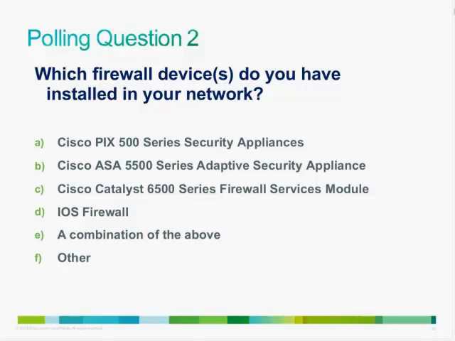Okay, let's go to our next polling question. Which firewall devices do you have installed on your network? Is it A, Cisco PIX 500 Series Security Appliance? B, Cisco ASA 5500 Series Adaptive Security Appliance? C, Cisco Catalyst 6500 Series Firewall Service Module? D, IOS Firewall, E, a combination of the above, or F, other. Take a moment to answer on the right side.